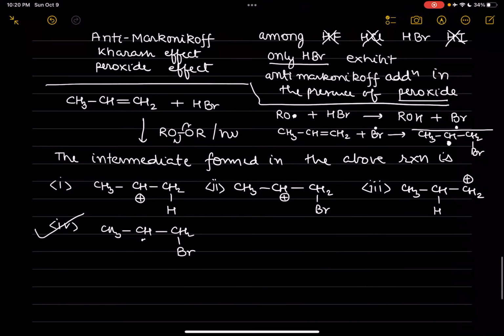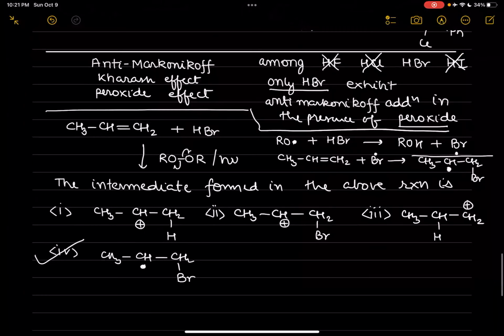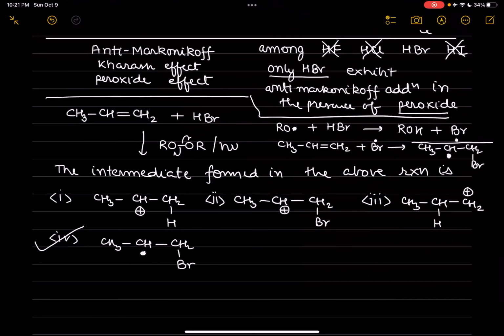So that's why you have this. Now this will again abstract H from HBr and another Br radical is left. And that's how the reaction is going to happen. I hope it is clear to you. Wait, how does H get attached? Actually, what happens is this is a chain mechanism.